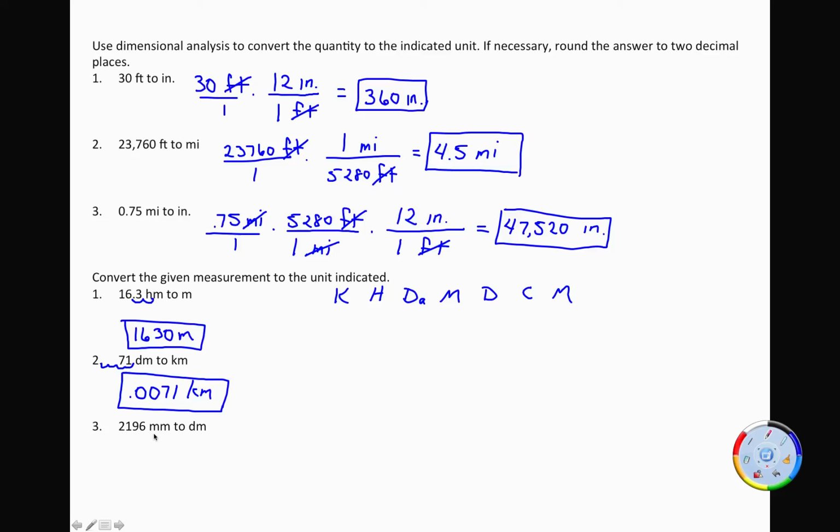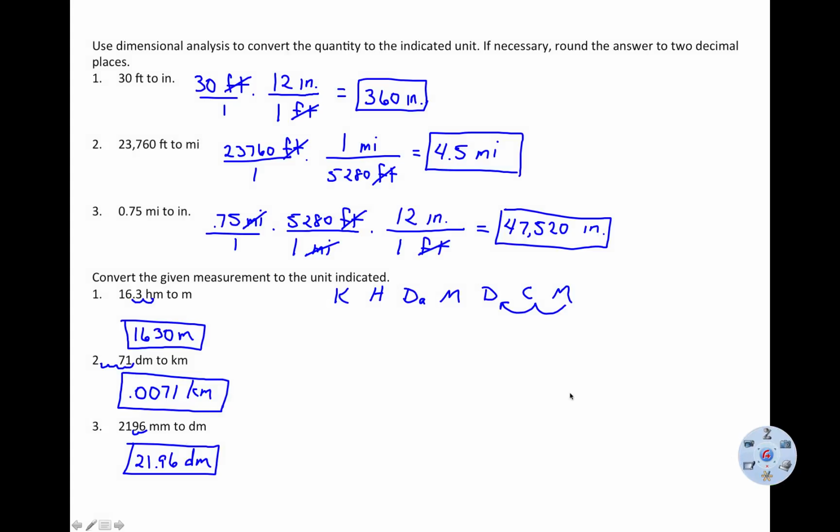Okay, millimeters to decimeters. Here's my millimeter. 2 places to the left for my decimal, so 21.96 decimeters. Look how much easier it is to use the metric system. All right, let's see what else we have.